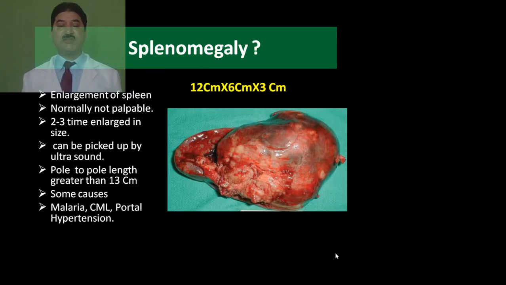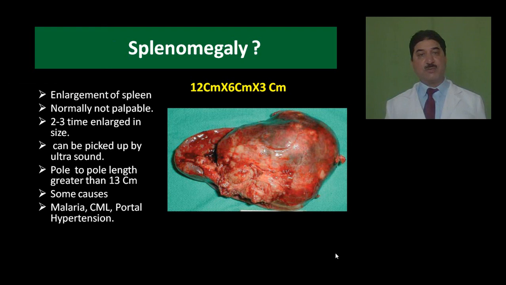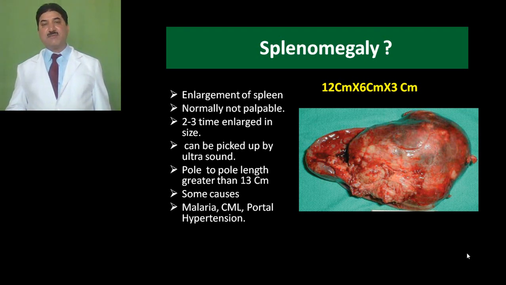But now what is splenomegaly? Enlargement of the spleen beyond the normal limits is called splenomegaly. Normally, spleen is not a palpable organ, but when it enlarges 2 to 3 times, it becomes palpable. Enlarged spleen can also be picked up by ultrasound. There we measure pole-to-pole length of the spleen, and up to 13 centimeters, we take it as normal. Beyond 13 centimeters, we say it is splenomegaly on ultrasound. Some causes of splenomegaly are infections like malaria, malignancy like CML, chronic myeloid leukemia, and portal hypertension.